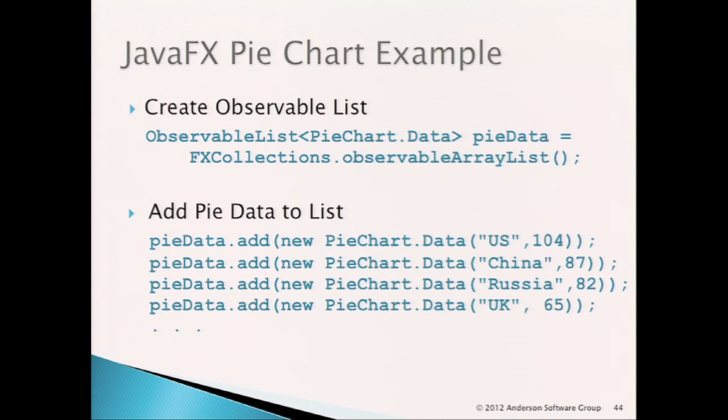Okay? First thing you want to do is create an observable list. We'll call it pieData. Notice it's generic, so inside the angle brackets, we'll put in PieChart.Data, because that's what the type would be. Again, observable lists can be used with other types of XY charts because it's generic. And then we'll just create an observable array list that's empty.